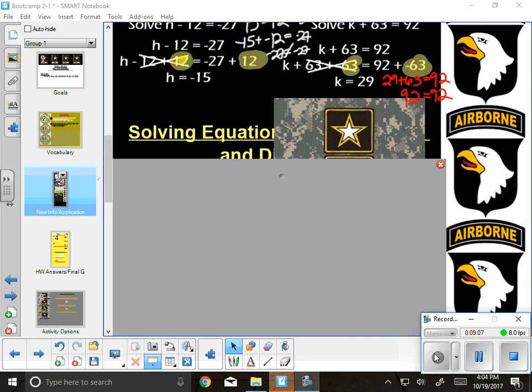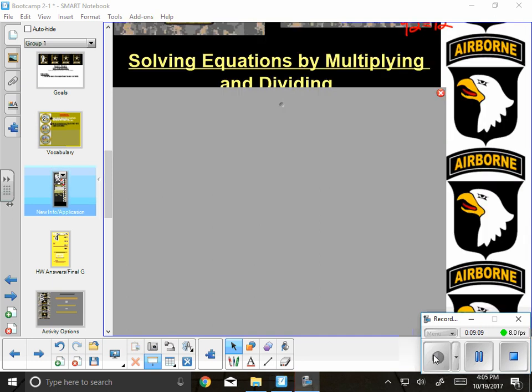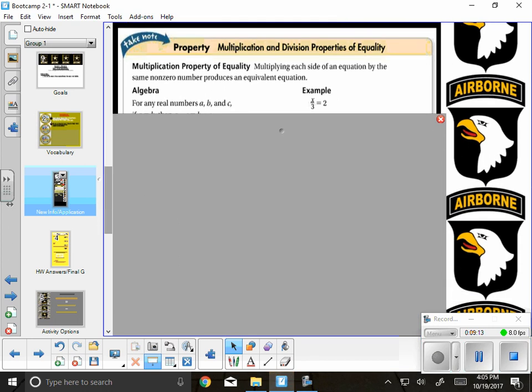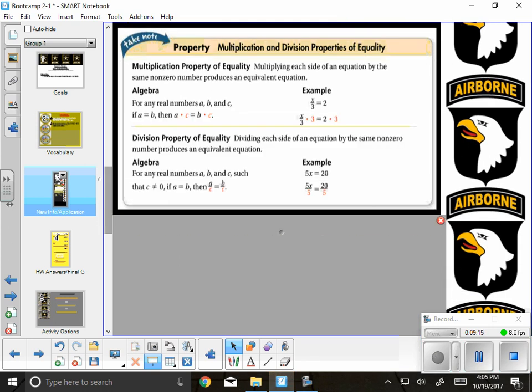Now, we're going to move on to solving equations by multiplying and dividing. Just like before, there are a couple properties. Again, you do not have to write these down unless you want to. The multiplication property of equality means multiplying each side of an equation by the same non-zero number produces an equivalent equation. And then similarly, we have the division property, meaning dividing each side of an equation by the same non-zero number produces an equivalent equation.